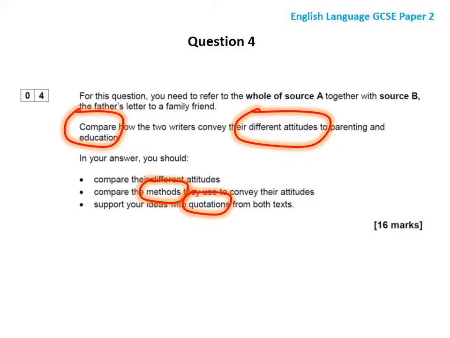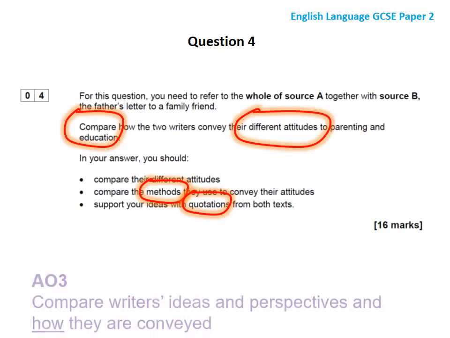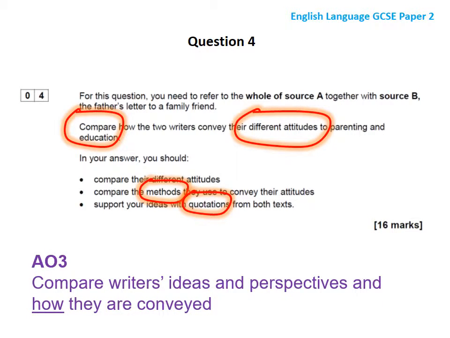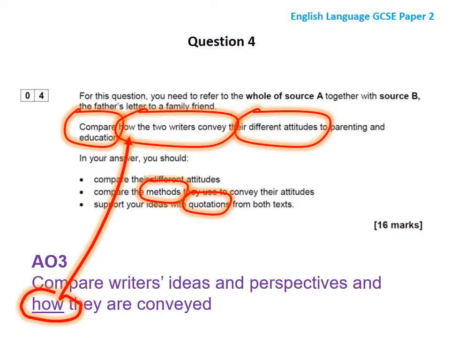Obviously you'll need quotations in order to be able to do this. And this is what they're looking for: compare writers' ideas and perspectives and how they are conveyed. It's really important that you don't just summarise the two attitudes, you look at quotations, you analyse them, and you look at some of the methods that the writer is using to put these ideas and attitudes across. Okay, so how the writers work, looking at techniques.